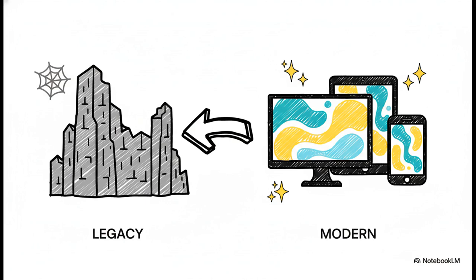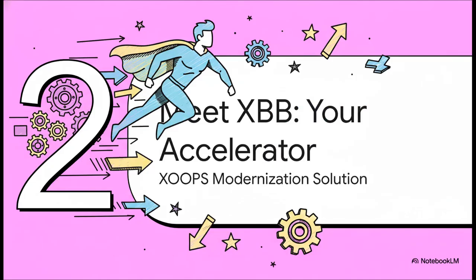This slide just captures the divide perfectly. On one side, you've got the rigid, table-based layouts of the past, and on the other, the fluid, mobile-first world we all live in now. So the fundamental challenge is bridging this gap. How do you get from legacy to modern without having to rewrite absolutely everything from the ground up? And that is exactly where our hero, XBB, comes into the picture. You can really think of it as your purpose-built accelerator for launching any XOOPS project straight into the modern era.